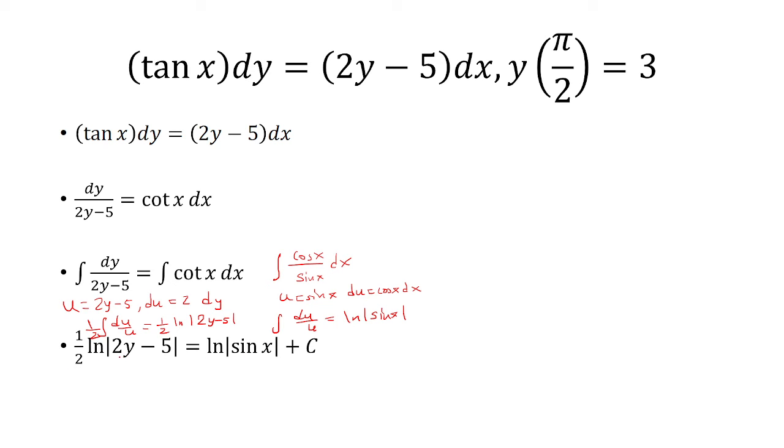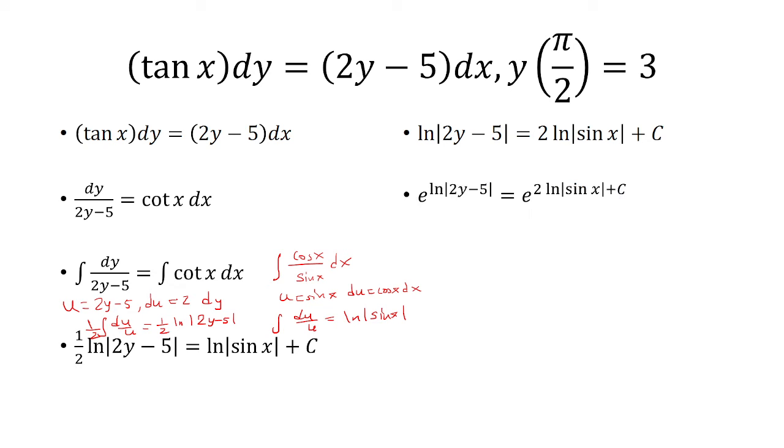And the goal here is to solve for y. But first we have to get rid of the 1/2 by multiplying by 2, and then get rid of the natural log. So multiply both sides by 2, and then do e raised to both sides. Now note that e to the natural log of x is just x, so that just cancels. We have 2y minus 5 is equal to sine squared times e to the c. So here I skipped a step.